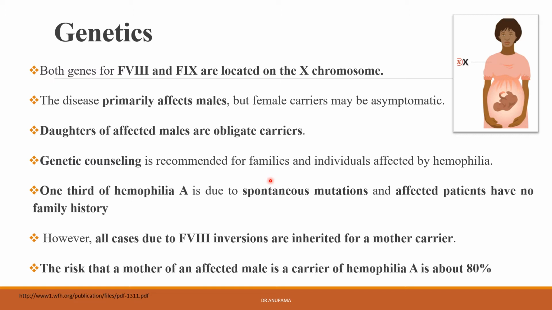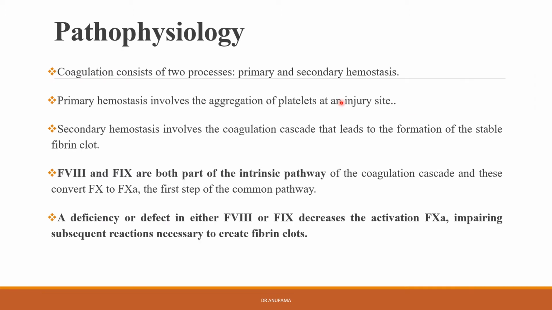One third of hemophilia A is due to spontaneous mutations, and affected patients have no family history because it is a spontaneous mutation. However, all cases due to factor 8 inversions are inherited from a carrier mother. The risk that the mother of an affected male is a carrier of hemophilia A is about 80%.